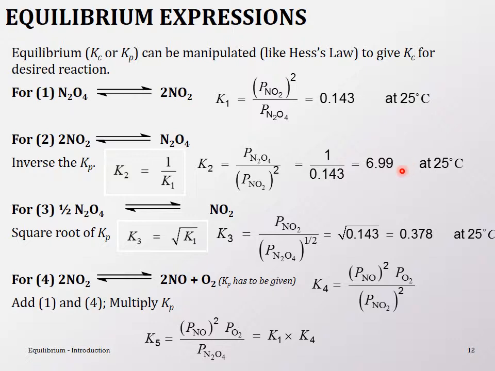All right. So you don't have to do all of these calculations. All you have to do is manipulate the Kc or Kp of the original equation. So the third equation here is half of the first one.